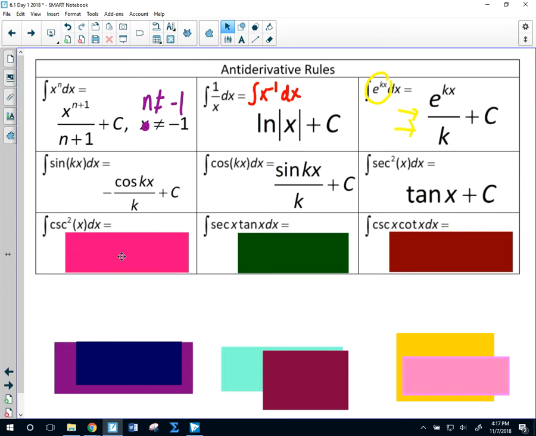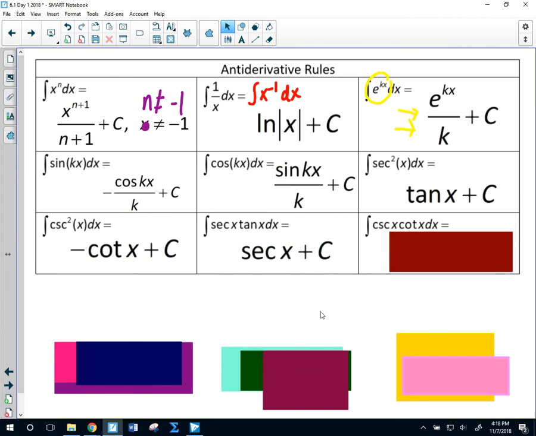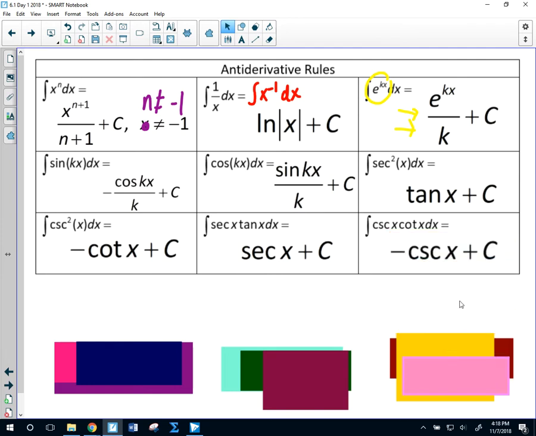The integral of cosecant squared x dx is negative cotangent x plus c. The antiderivative of secant x times tangent x dx is just secant x plus c. And the integral of cosecant x cotangent x dx is negative cosecant x plus c.